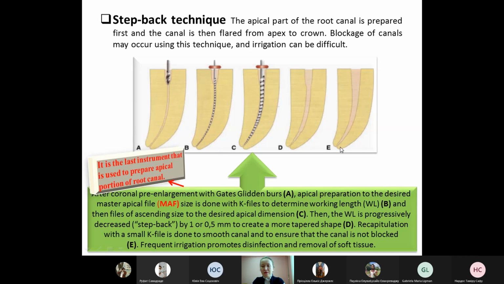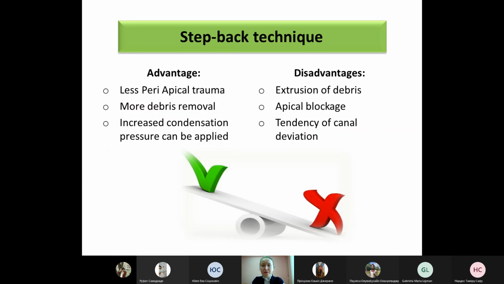Recapitulation means that after every instrument of bigger size, an instrument one size smaller should be taken and then the bigger again. And actually this is done to remove irregularities on the canal walls. Of course, any instrumental technique should be accompanied with antiseptic washing of the root canal, because it's an essential part of instrumental and medicament treatment of the root canal. Irrigation and instrumentation should go hand in hand.